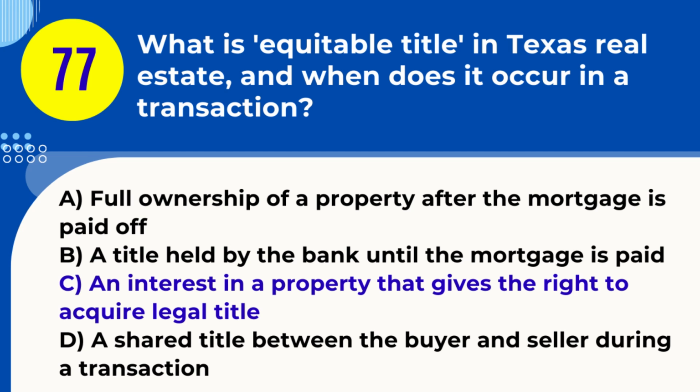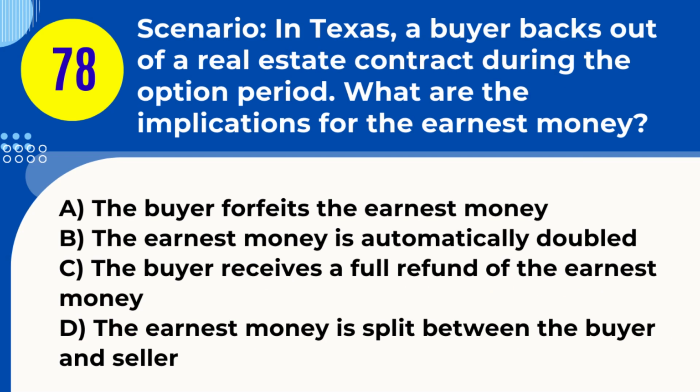Answer. C. An interest in a property that gives the right to acquire legal title. Explanation. In Texas real estate, equitable title occurs when a buyer enters into a contract to purchase a property. It gives the buyer an interest in the property and the right to acquire full legal title upon meeting contract terms, typically after closing.